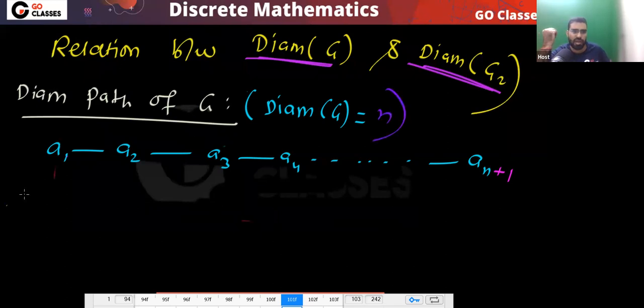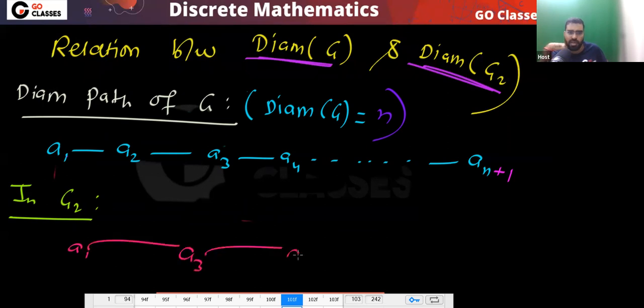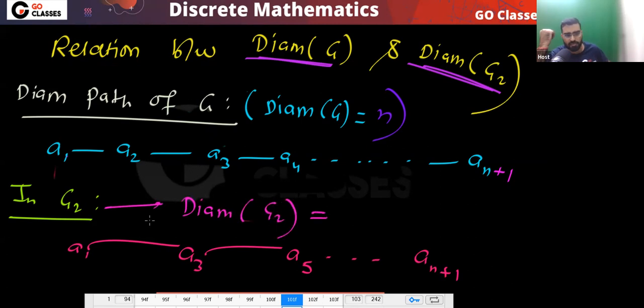Now tell me in G2, what will happen? In G2, this will happen that from A1, you can directly go to A3. From A3, you can directly go to A5, and so on. So can you notice that the diameter of G2 will be what? That will be N divided by 2 maximum, ceil. Yes or no? N divided by 2 ceil. That's it. So this is your diameter. So finally, I can say the relation will be this.